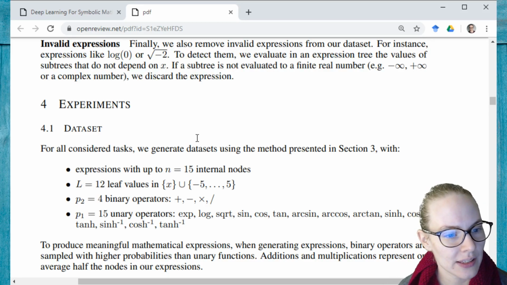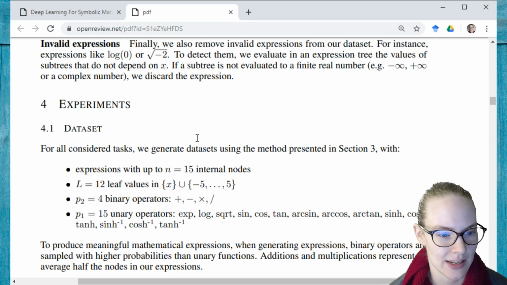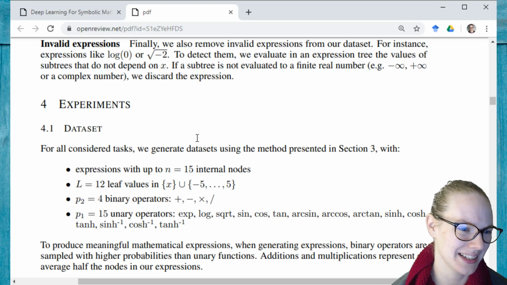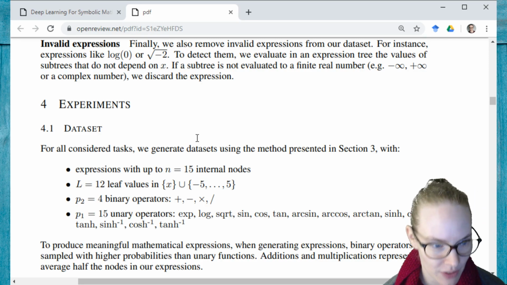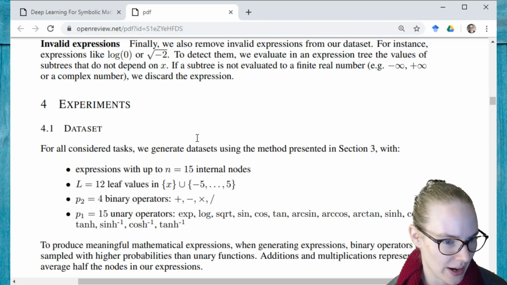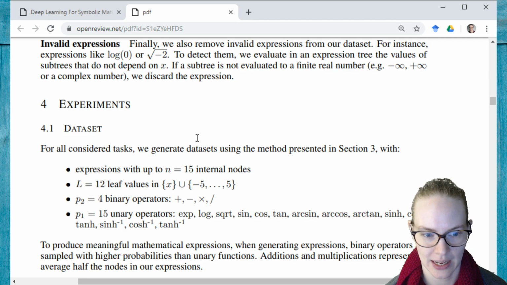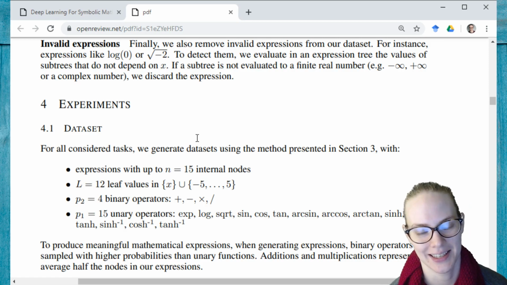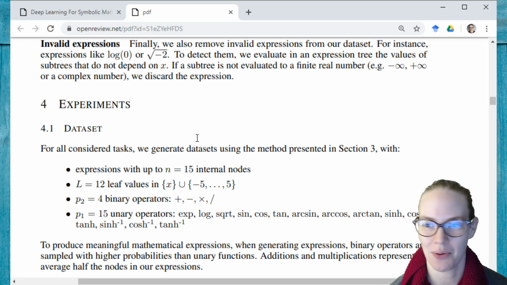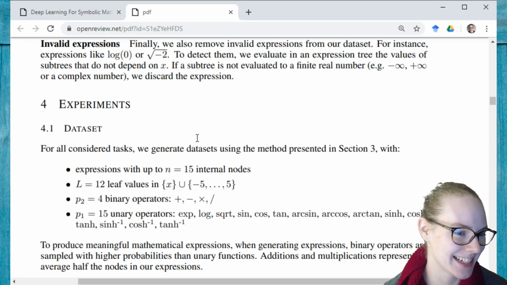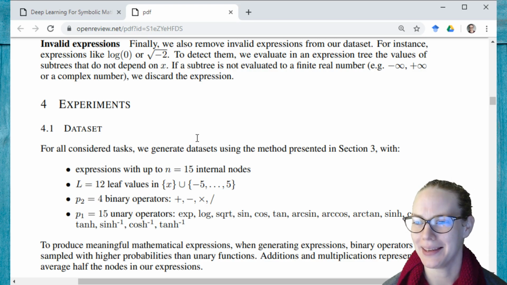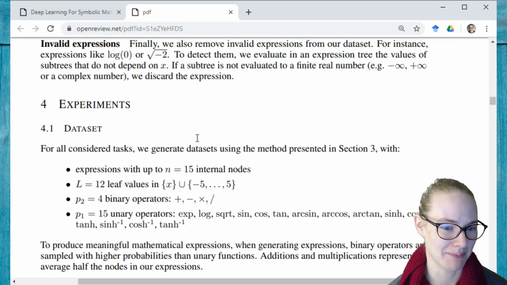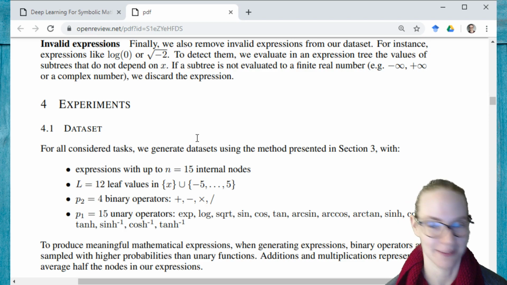L equals 12 leaf nodes in the union of the set of negative 5 to 5, I think. P2 equals 4 binary operators, addition, subtraction, multiplication, and division, and then 15 unary operators, exponent, log, square root, sine, cosine, tangent, arcsine, arccosine, arctangent, sine h. You don't know what makes it an h. Cosine h, tan, sine h negative 1, cosine h negative 1, tangent negative 1. Yeah, I don't know what the h means. But it's a unary operator, and they're adding it to the set.